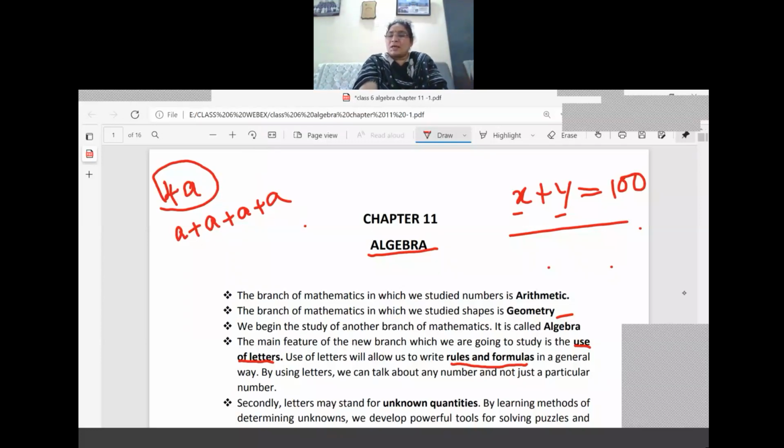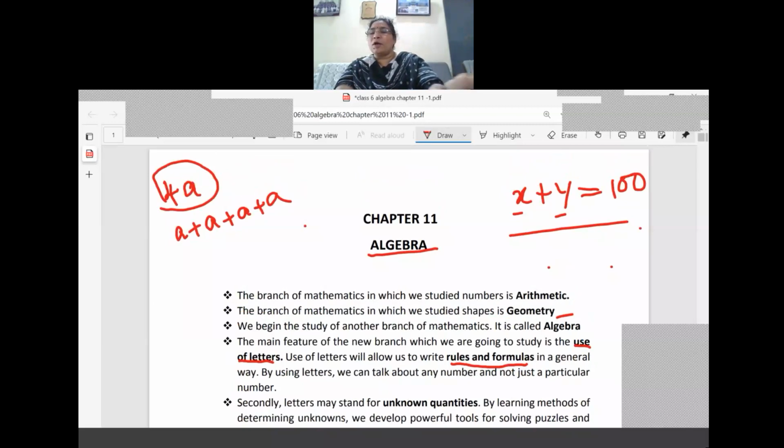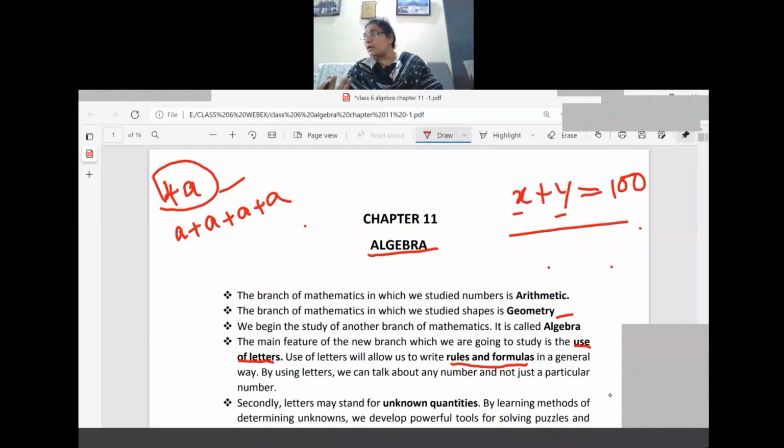So what is the second one? Use of letters allows us to write rules and formulas in a general way. By using letters we can talk about any number and not just a particular number, because it is the same rule. If you are going for a square, the length of the side can be 2, the length of the side can be 5. So any number can be taken according to the question. So we are using letters for forming formulas also.